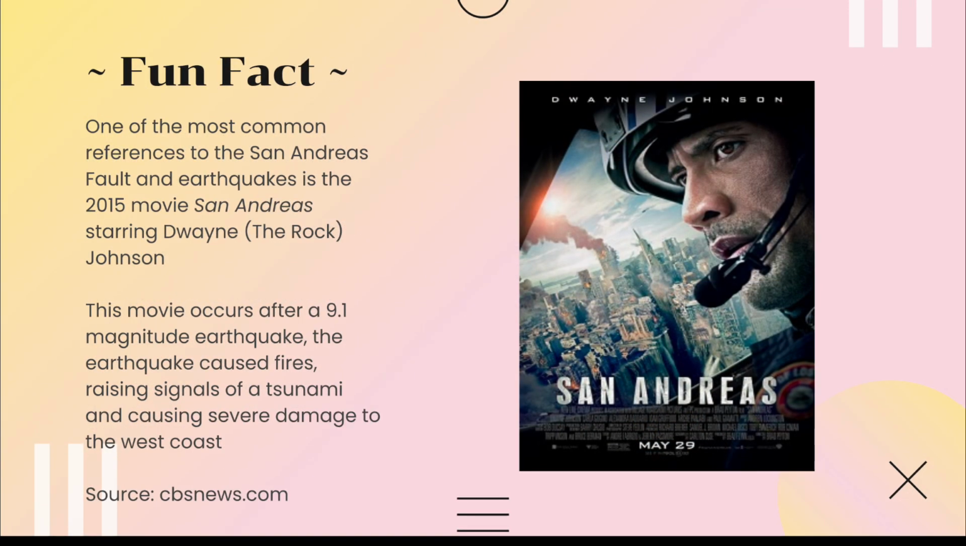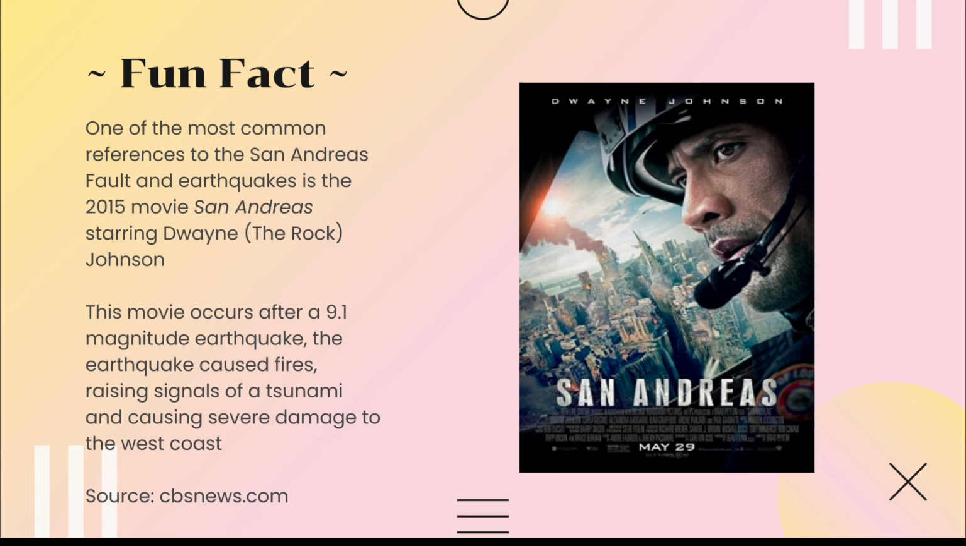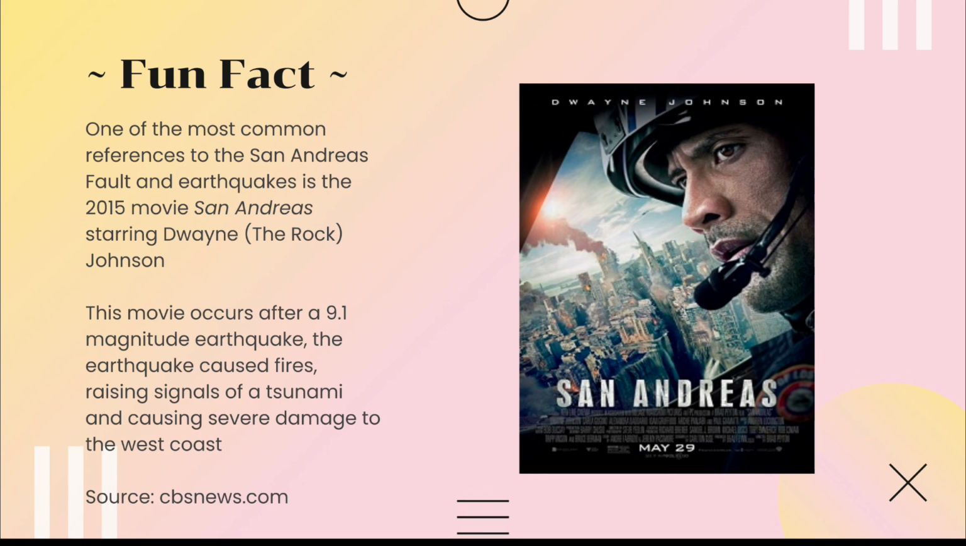One fun fact is a pop culture reference to the 2015 motion picture film San Andreas, starring Dwayne "The Rock" Johnson. This movie follows a 9.1 magnitude earthquake hitting Los Angeles and San Francisco.